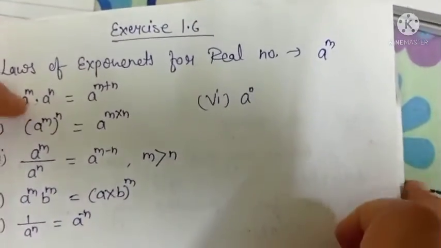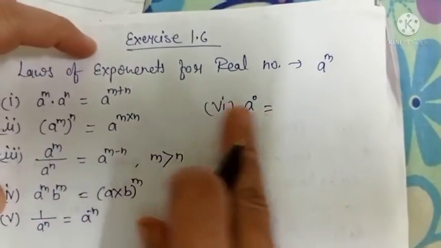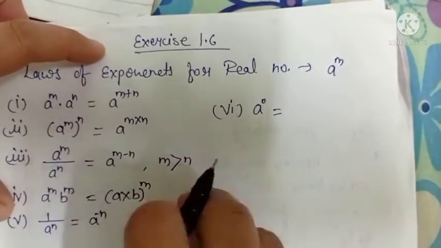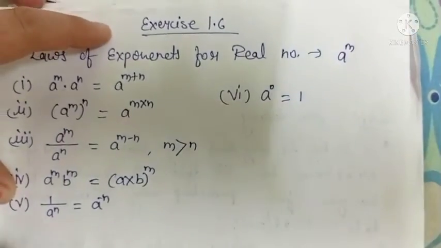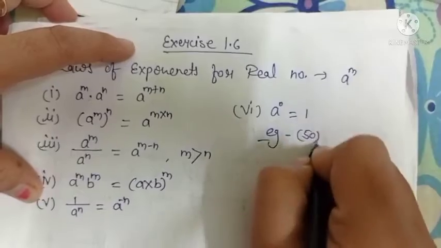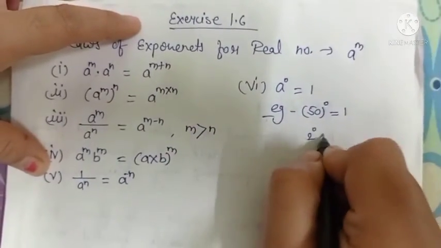And sixth is, if power is 0, if any number whose power is 0, then the number becomes 1. Example, 50 power 0, then it becomes 1. 2 to power 0, it becomes 1.